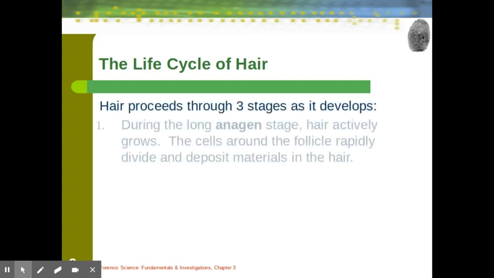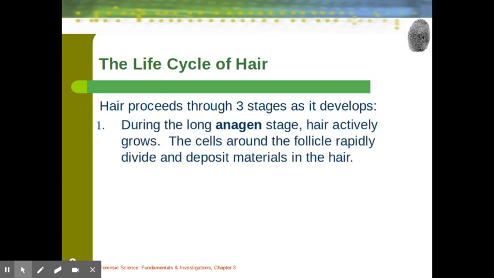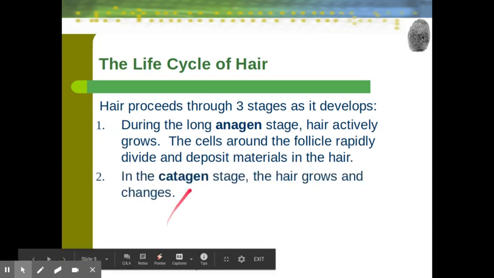Let's talk about the life cycle of the hair. So, again, your book talks about 3 stages. The anagen stage, this is where the hair is actively growing. Your hair grows about 1.3 centimeters per month. And the cells around the follicle are rapidly dividing and depositing that material into the hair. Then there's the catagen stage. This is where the growth is going to kind of slow down.